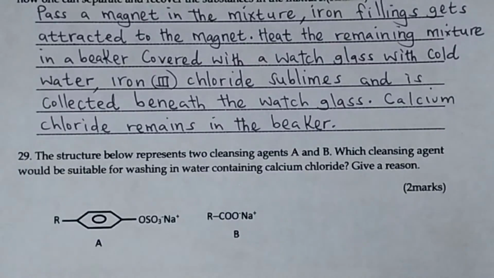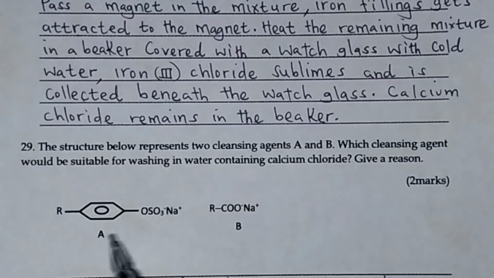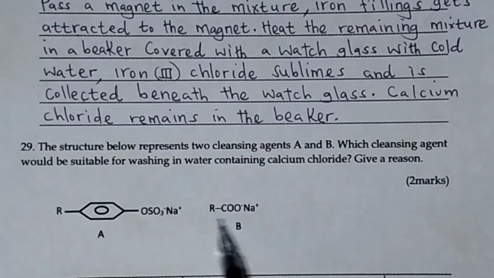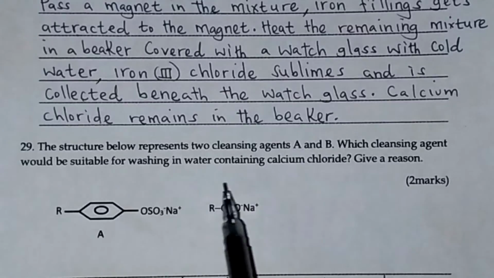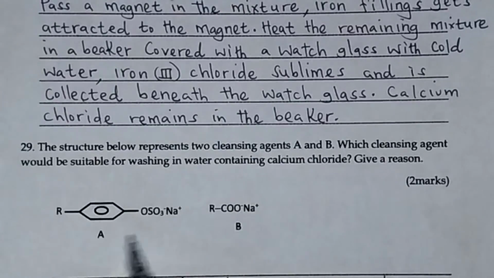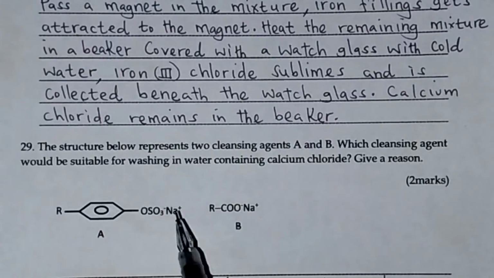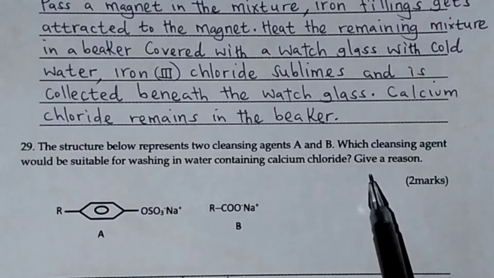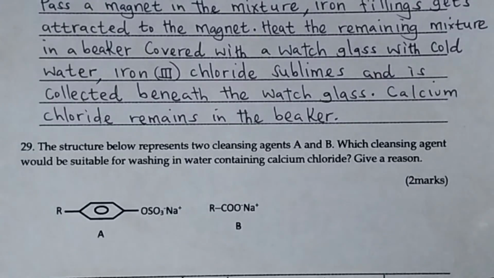Here we have cleaning agent A and cleaning agent B. This one has a sulfonate group and this one has a carboxylate group. So this one is soapless detergent and this one is soapy detergent. Between soapy and soapless detergent, which one is used for cleaning with hard water? It's soapless detergent, because the compound formed will be soluble in water. So the answer is A.